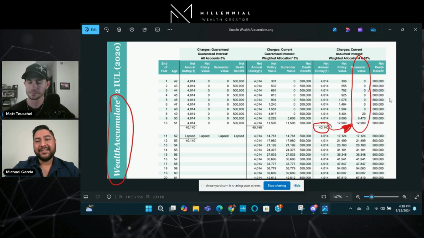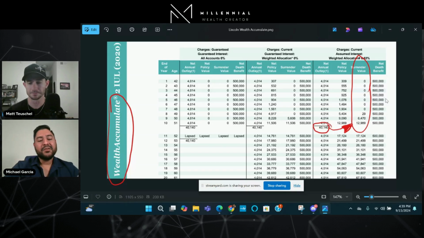The second thing your agent needs to do is remove the surrender charge, right? Think about what makes life insurance so powerful, Matt. It's the access to capital, right? It's the ability to leverage. And so if your agent isn't removing that surrender charge, you don't have access to this capital. By the way, the surrender charge on this policy in year one is $15,000.